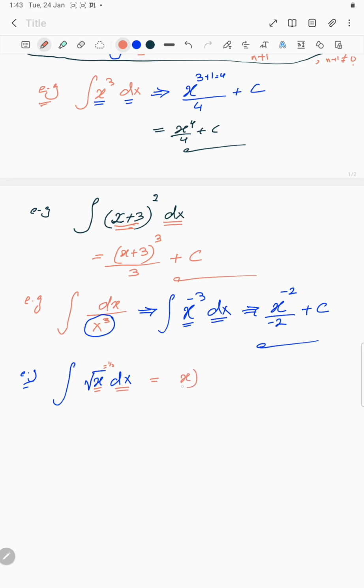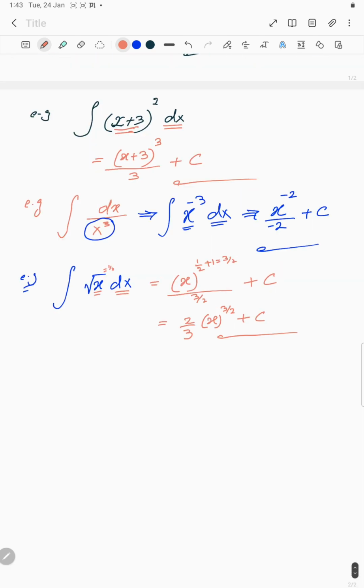So you need to write the function, add 1 in the power, it becomes 3 by 2, and divide by the same new power, plus constant of integration. This is the answer. Or if you want to simplify it, just take the reciprocal of this divisor, it becomes 2 by 3 x raised to power 3 by 2 plus c. See more examples.